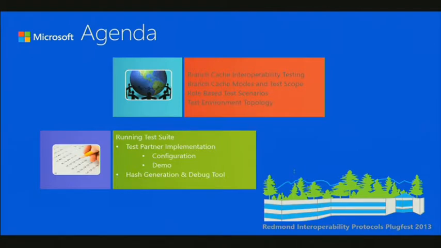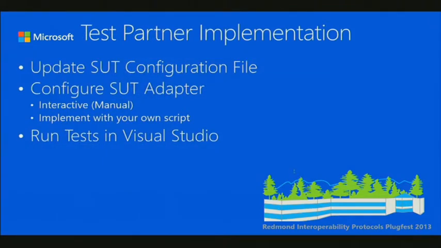How to configure the test suite and also run it against a partner implementation. We need three steps in order to run the test suite to test the SUT. The first one is to update the SUT config file to specify the credentials and other information. The second is to configure the SUT adapter, either in a manual way or an automated script way. The final step is to run the test in Visual Studio.